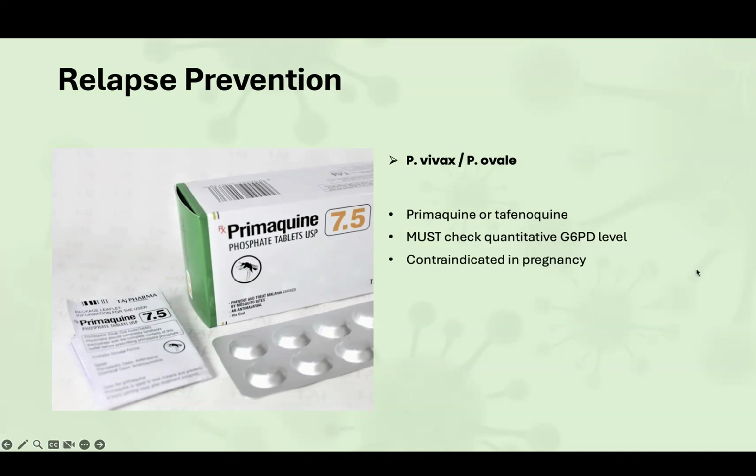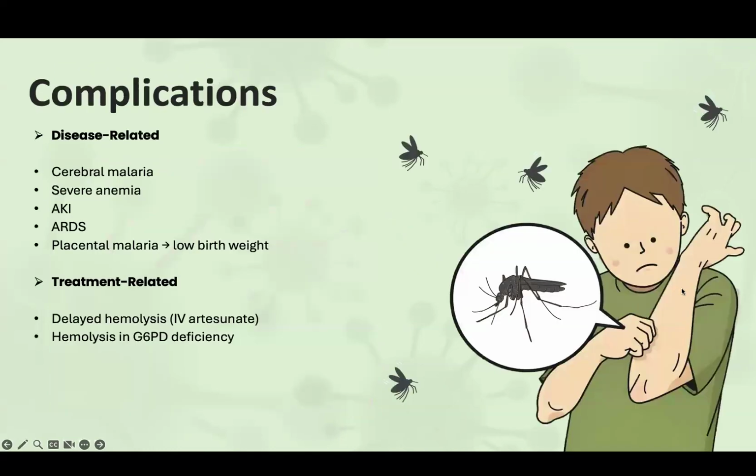Now, as with treating any medical condition, complications are possible. They range from severe malaria and seizures to acute kidney injury and respiratory failure in malaria. There are also treatment-related complications such as delayed hemolysis from the IV artesunate that's given for severe malaria, which can occur weeks later, as well as hemolysis in patients with G6PD deficiency.